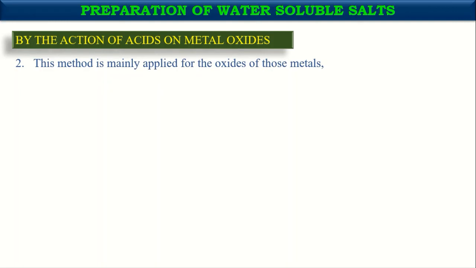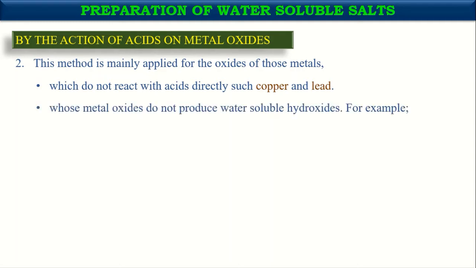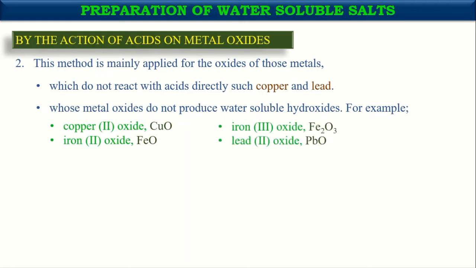This method is mainly applied for the oxides of those metals which do not react with acid directly, such as copper and lead and some other metals as well. Those metal oxides do not produce water soluble hydroxide. For example, copper 2 oxide, iron 2 oxide, iron 3 oxide, lead 2 oxide. So then we can use this method.